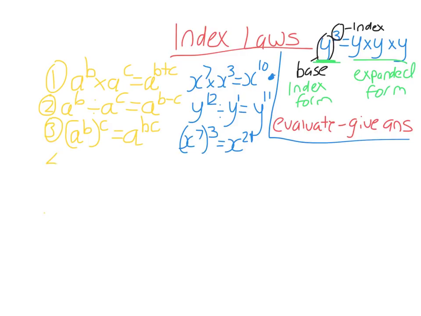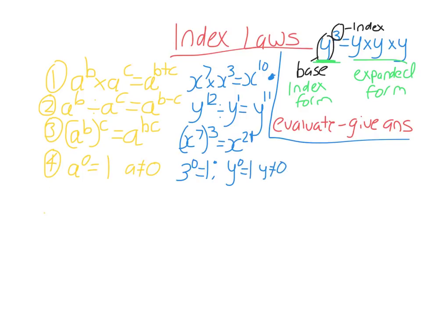So the fourth index law, anything to the power of 0 is 1, except 0 to the power of 0 is undefined. 2 to the power of 0 is 1. 4 to the power of 0 is 1. Minus 6.3 to the power of 0 is 1. 3 to the power of 0 is 1. You're probably getting the idea. y to the power of 0 is 1, as long as y does not equal 0.